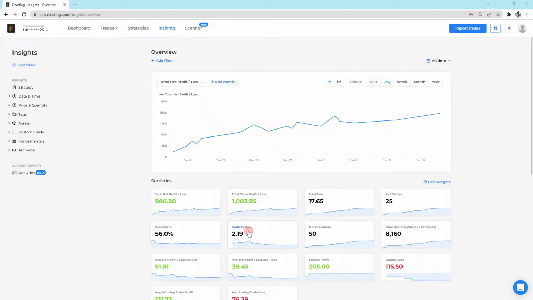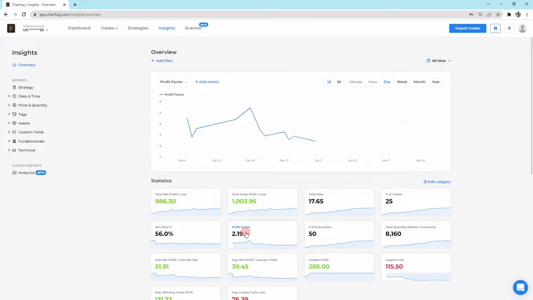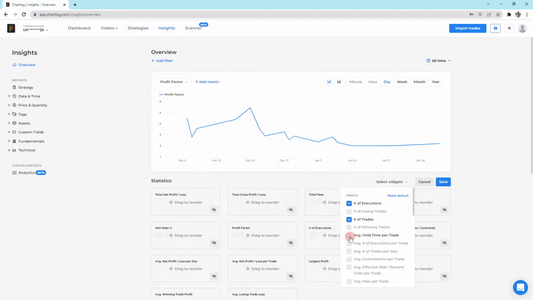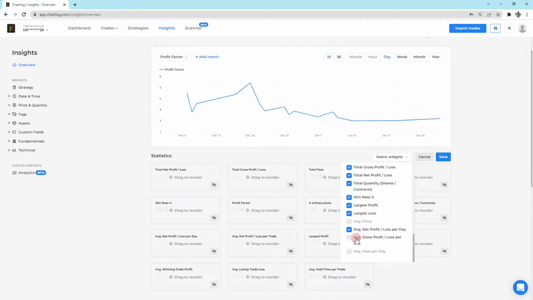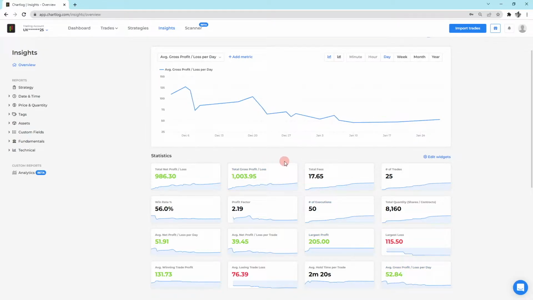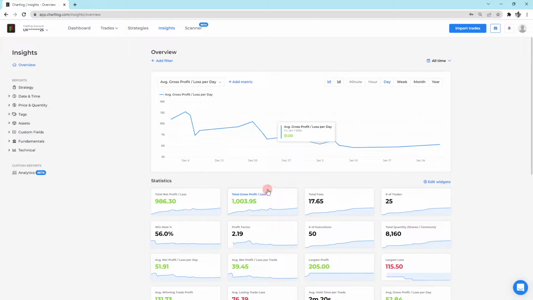For example, if you want to check out how your profit factor developed over time, just click on the profit factor and you will see it up here. These widgets are not the only ones you can use. If you want to add other ones, you go to Edit Widgets, select Widgets, and just add some of them, whatever you want to do. Click Save, and then you have them here. You can also reorder them, and as I said, just click on one of them, and Chartlock is going to show you the chart up here.